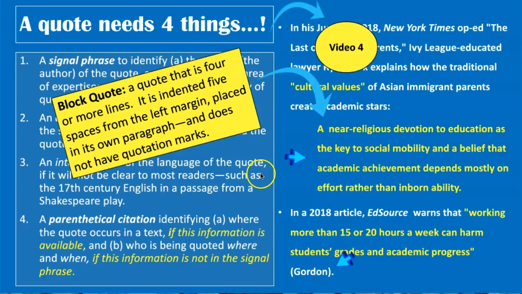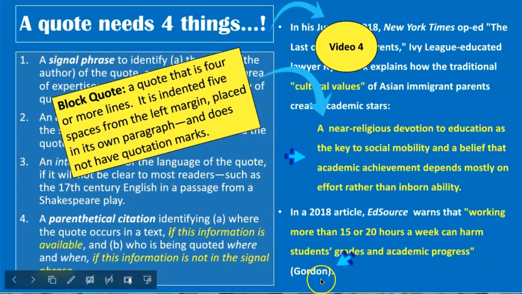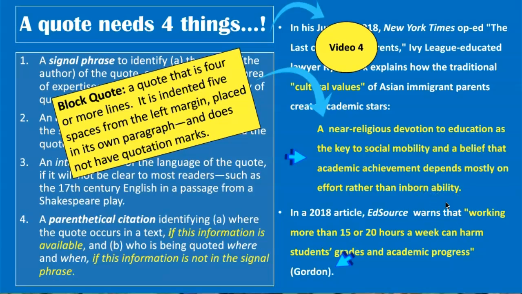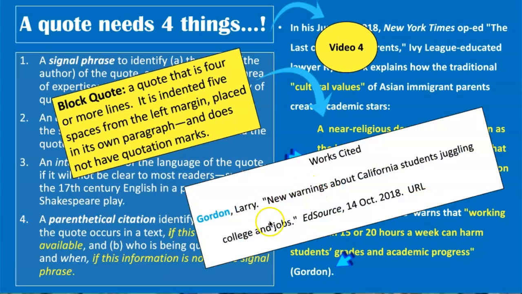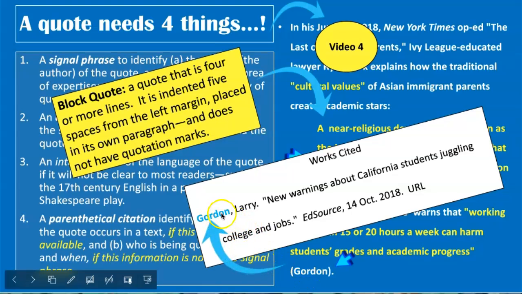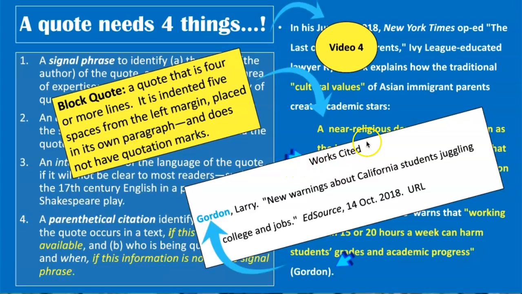Now, you're probably wondering about this name here in the parenthetical citation. It's the last name of the writer because we have not introduced the writer here in the signal phrase. That's so we can find the writer in the works cited. Gordon, his last name Gordon, we'll find it in the works cited, which is in alphabetical order. But you'll learn about the works cited more in video 6.